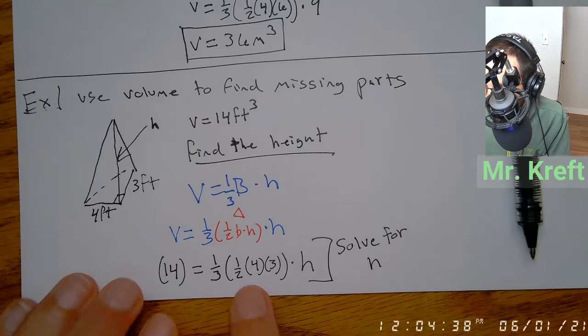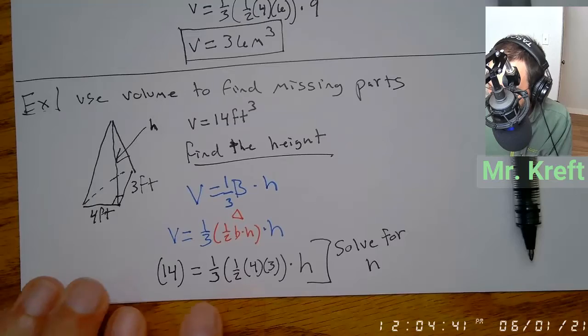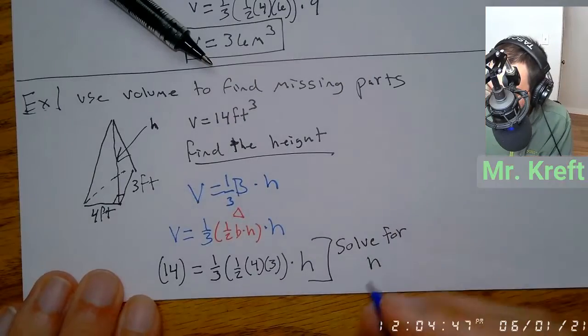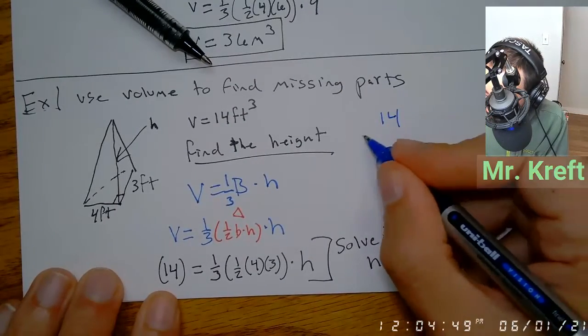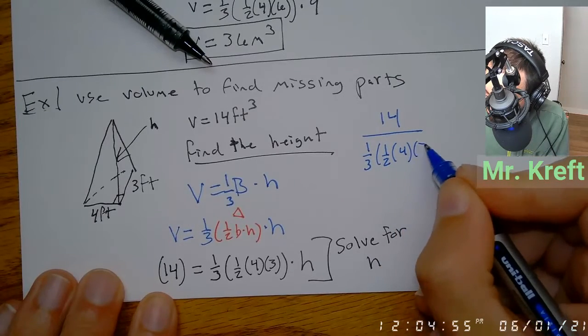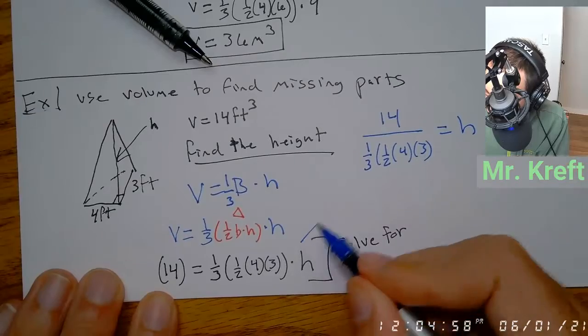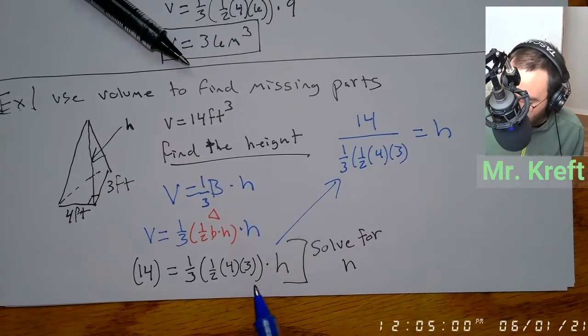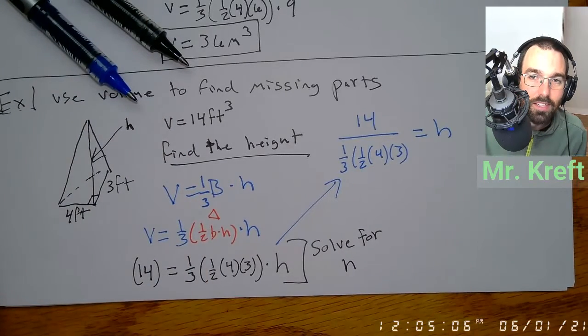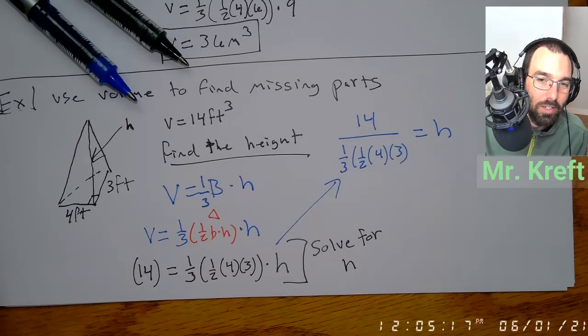Now, what I recommend doing first is, see how this is all multiplication? You could just divide by it. What I mean is that you'd have 14 divided by 1/3 times 1/2 times 4 times 3. Do you see how it's all multiplication? So you just go ahead and divide. This reduces the probability of you making a silly rounding mistake, because rounding mistakes happen and we don't want them to happen. So I'm just going to do this all at once.